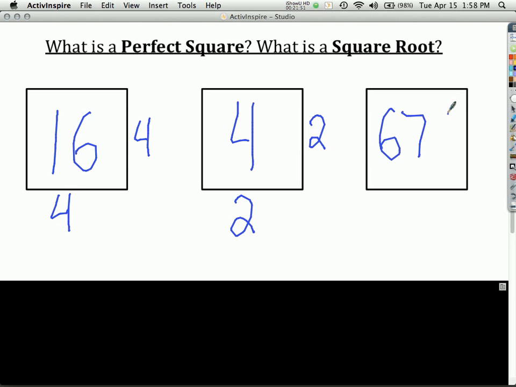676. Good. I don't have that one memorized. What number times itself gives us 676? 26. Great. So 26 times 26 gives us 676. I'm trusting him because I need to check. I'm sure he's right. So 676 is a perfect square. 26 is its square root. Does anyone have any questions so far about the concept of a perfect square or a square root? Chris?